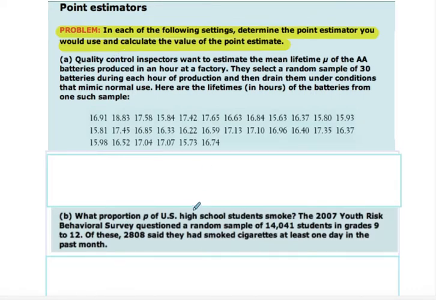In each of the following settings, determine the point estimator you would use, and then calculate the value of the point estimate. In part A, this is talking about the lifetime of AA batteries. They select a random sample of 30 batteries during each hour of production and then drain them under conditions that mimic normal use. Here are the lifetimes in hours of the batteries from one such sample. So we have to figure out what point estimator we should use.